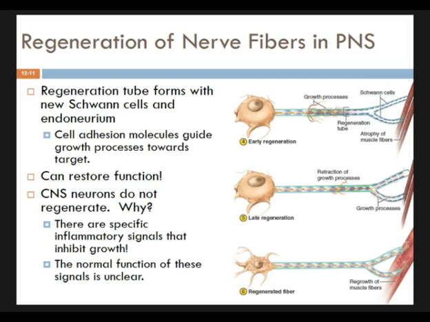There are special cell adhesion molecules that guide these growth processes toward the targets. And ultimately, ideally, it doesn't always work, but sometimes it does, you will get restoration of function, where these neurons are able to find their target cells again, they start talking to them again, and you restore normal function with this regenerated neuron.